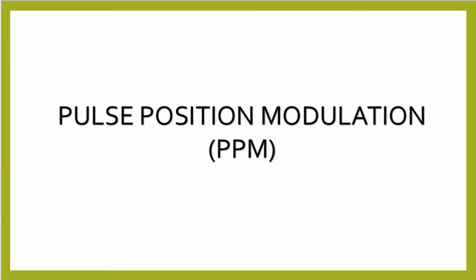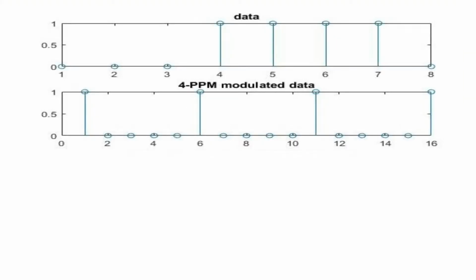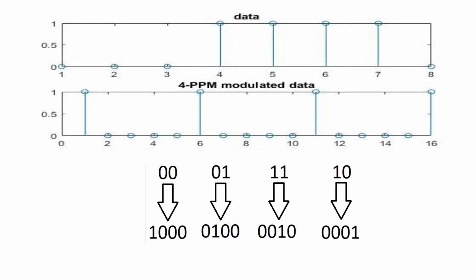In pulse position modulation, the bits of the file are being transmitted as a long train of pulses, and the time in between the transmission of each pulse decides what bits were being sent. 00 is transformed into 1000, 01 is transformed into 0100, 11 is transformed into 0010, and 10 is transformed into 0001.